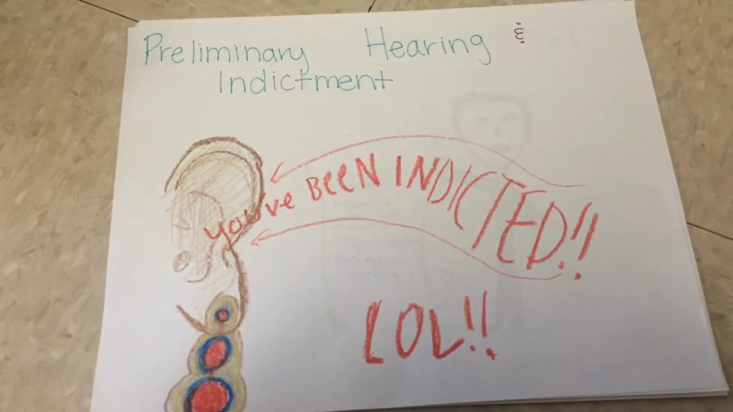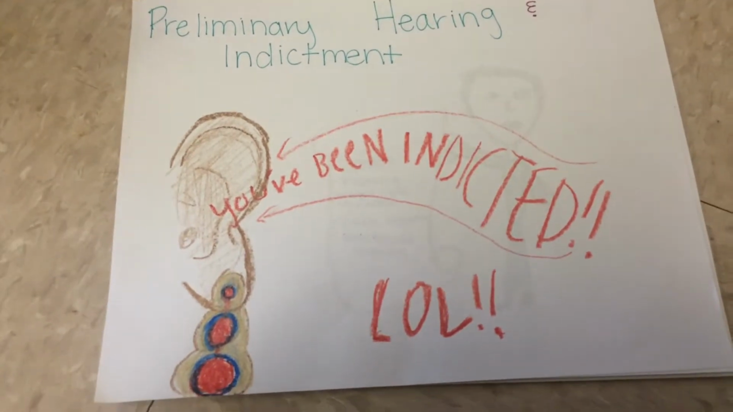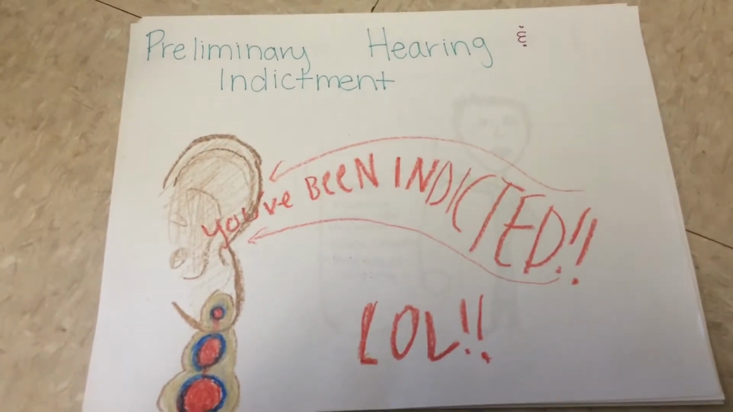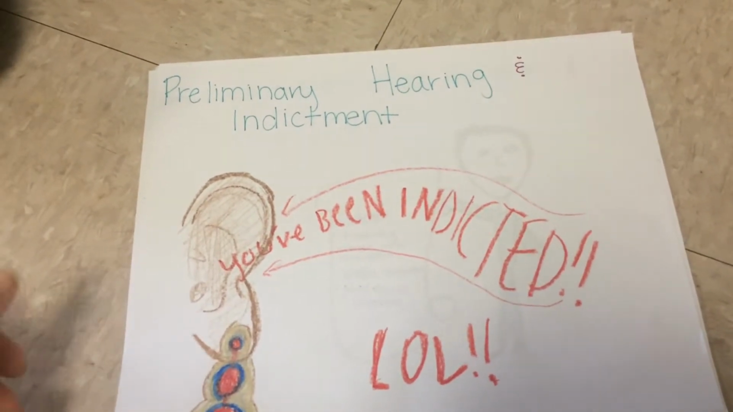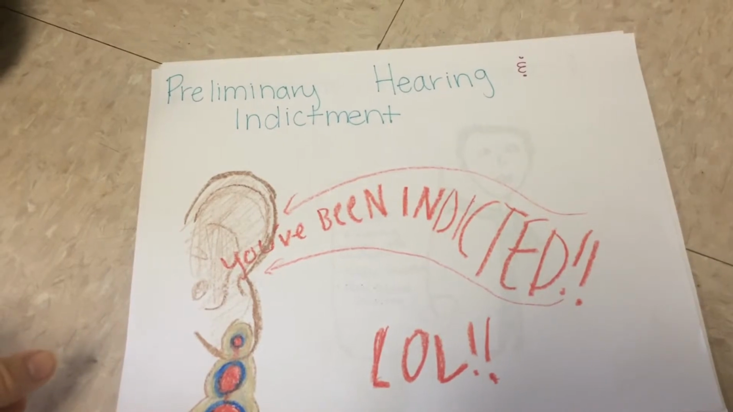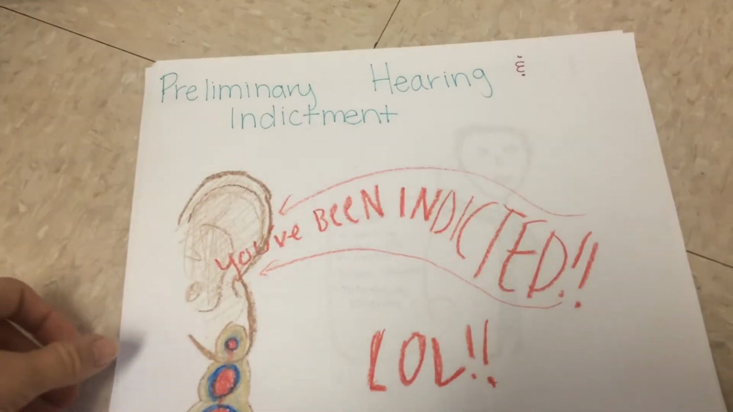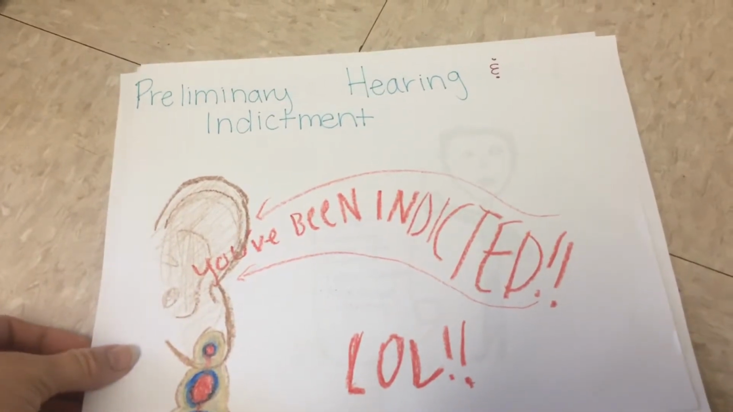Preliminary hearing and indictment. Alright, so the preliminary hearing can determine whether there's enough evidence to require a trial. So, they look at everything that's happened when you got arrested, and they're like, okay, so is there enough evidence or not? And if there's not, then you'll be set free, but if there is, then you'll be indicted, and that means that they use the information and it's an accusation of crime.